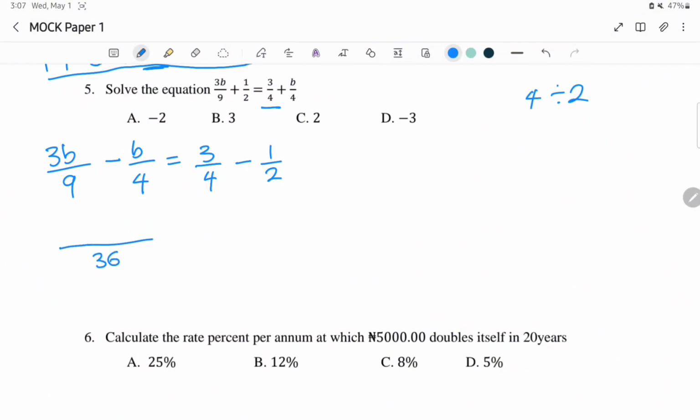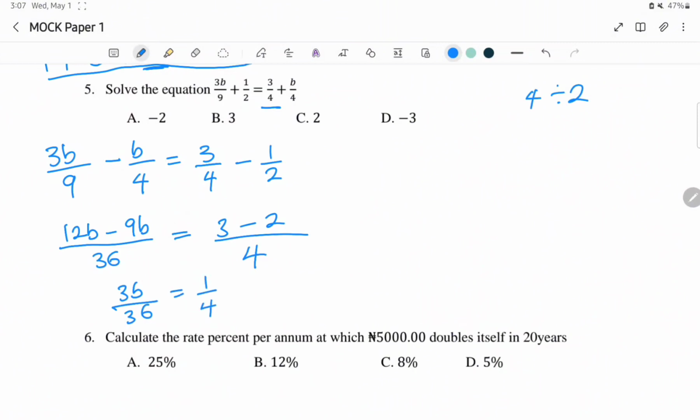36 divided by 9 is 4. 4 multiplied by 3b is 12b. 36 divided by 4 is 9. 9 times b is 9b, equals to, the LCM of 4 and 2 is 4. So 4 divided by 4 is 1. 1 multiplied by 3 is still 3. 4 divided by 2 is 2. Then 2 times 1 is 2. That means we have 12b minus 9b is 3b over 36 equals 1 over 4.